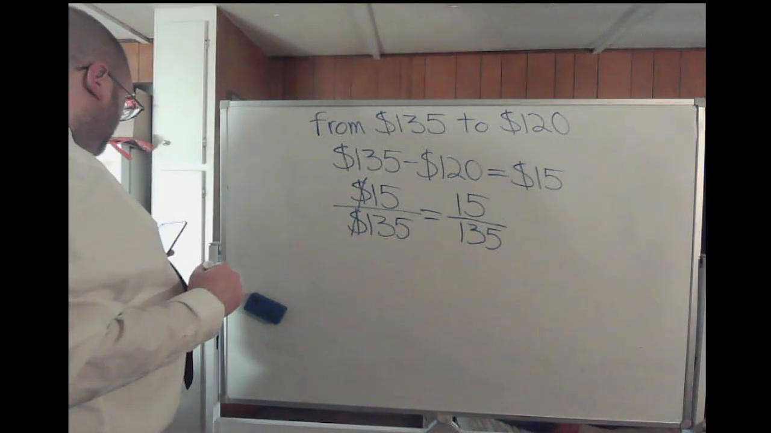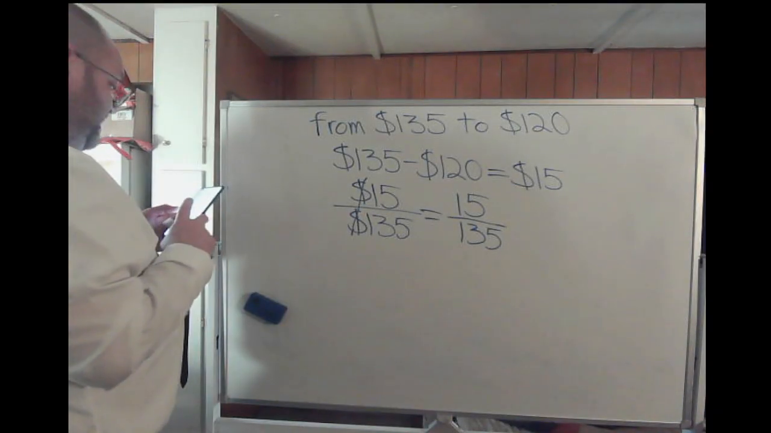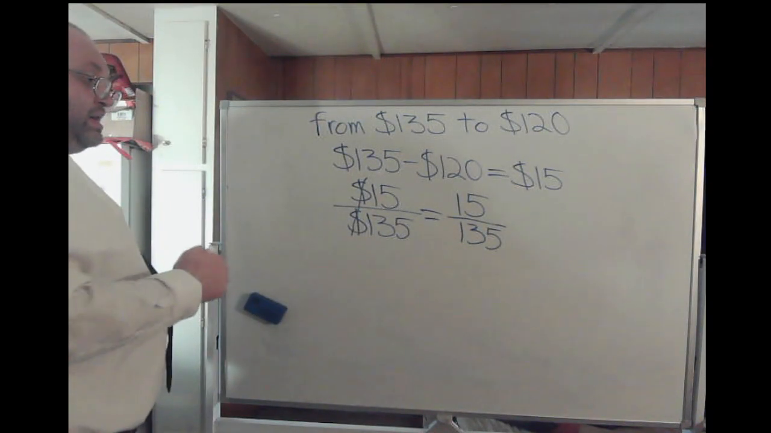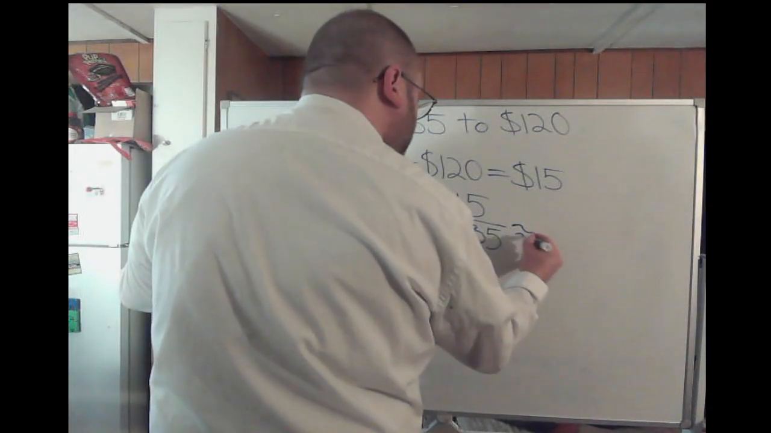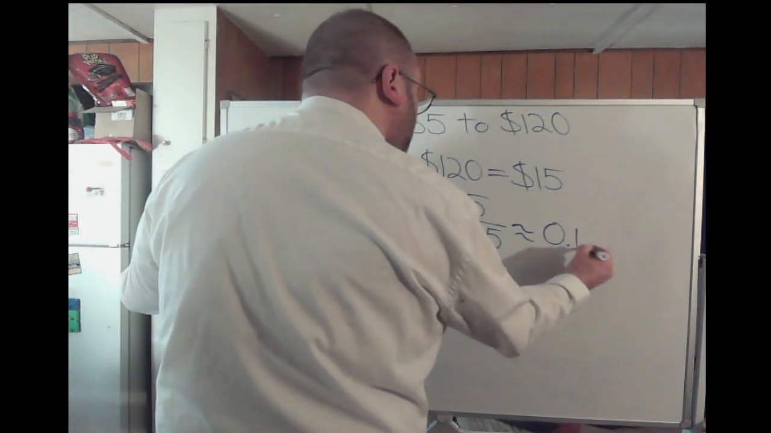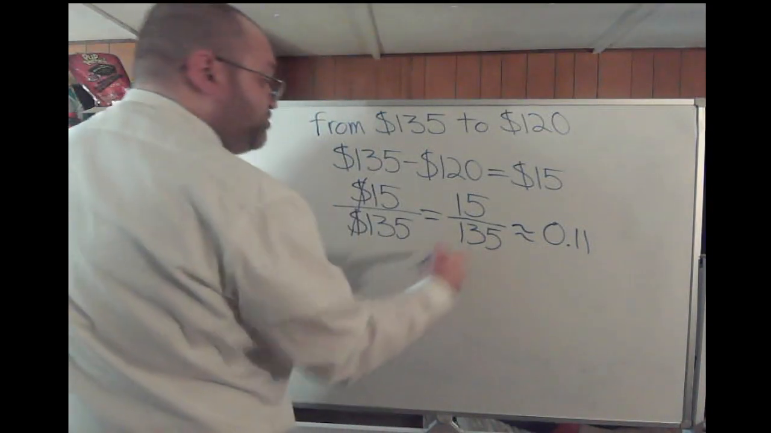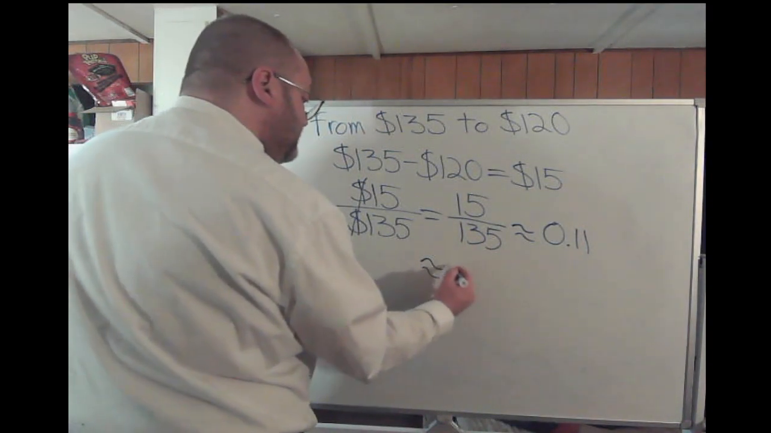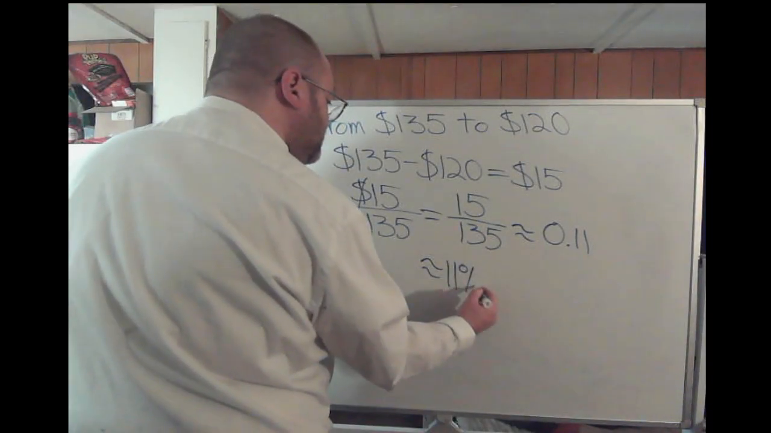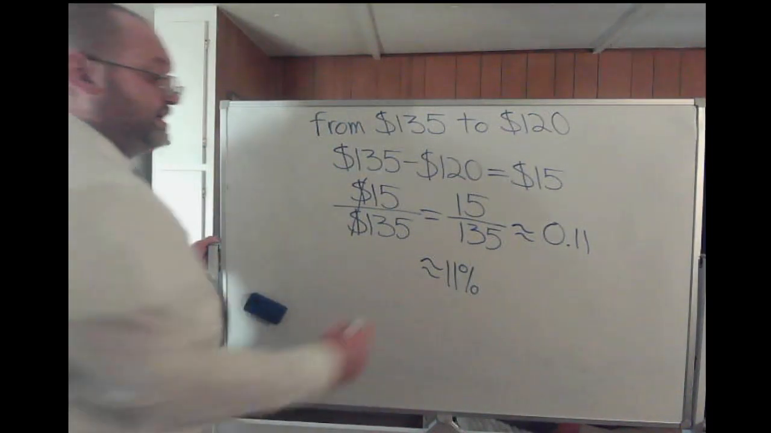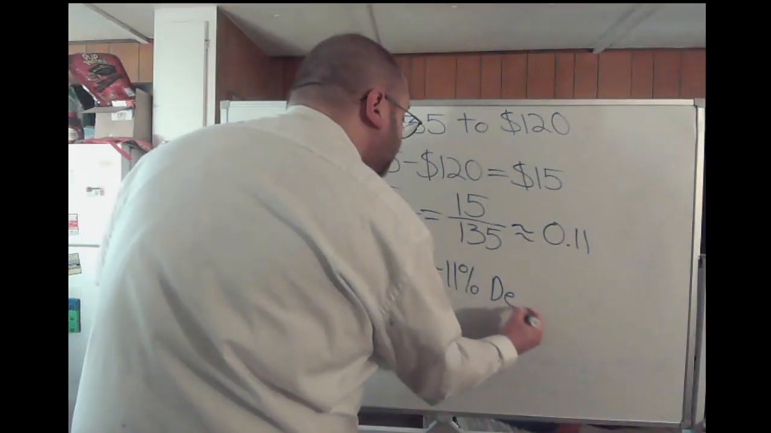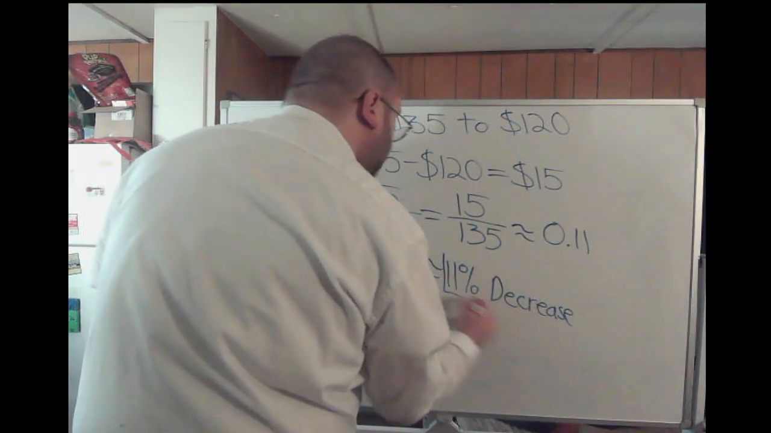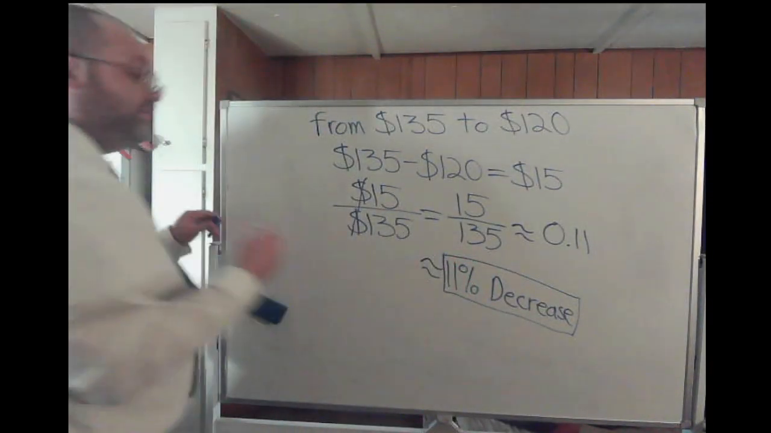So let's go ahead and take that value, 15 divided by 135. It's approximately equal to 0.11, which we know 0.11 as a percent, that's approximately 11%. So we will see, in this case, a decrease of about 11% from the original. So you have decreased your bank account by 11%.